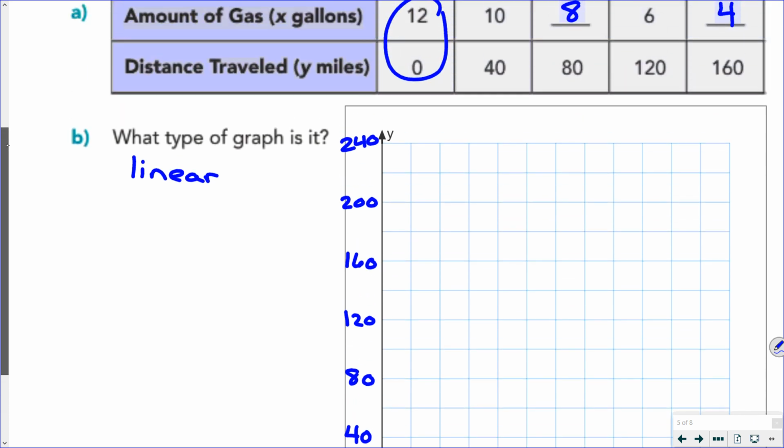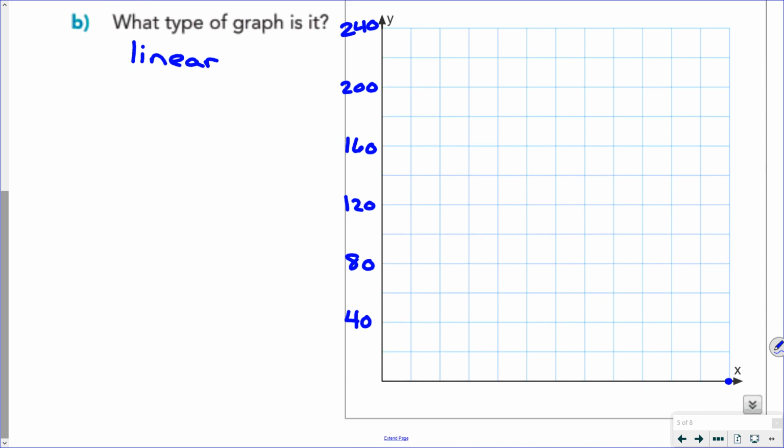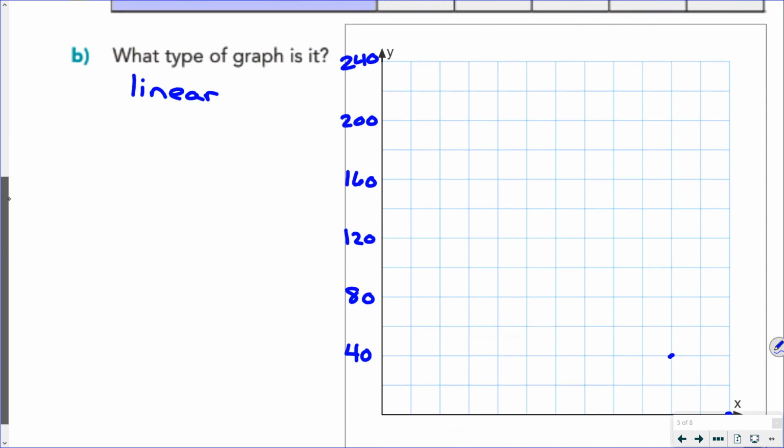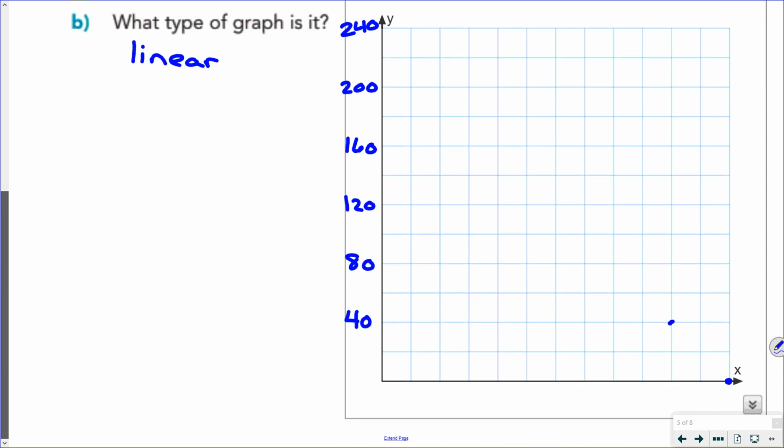Then my next ordered pair is 10, 40. So I'd go to the right 10 and up 40, which would be right there. Next ordered pair is 8, 80. I go to the right 8 and up 80. And so I'm right there.